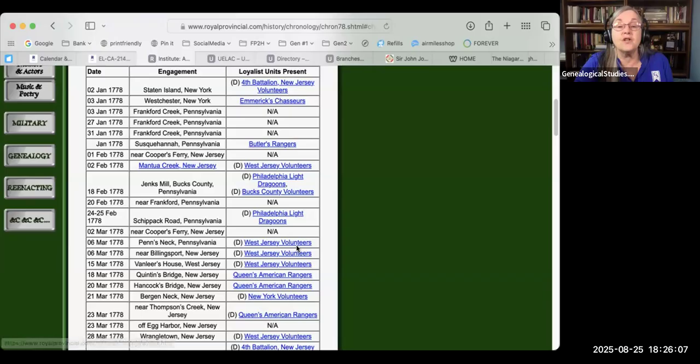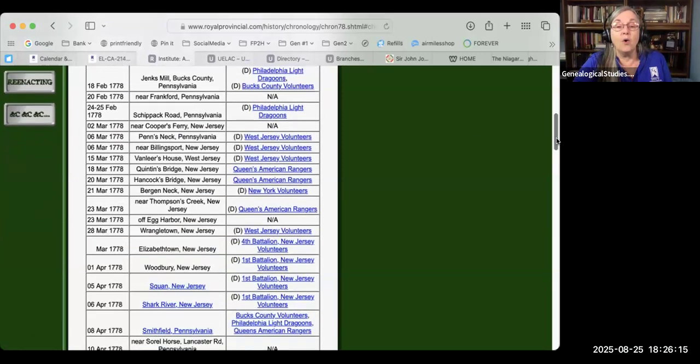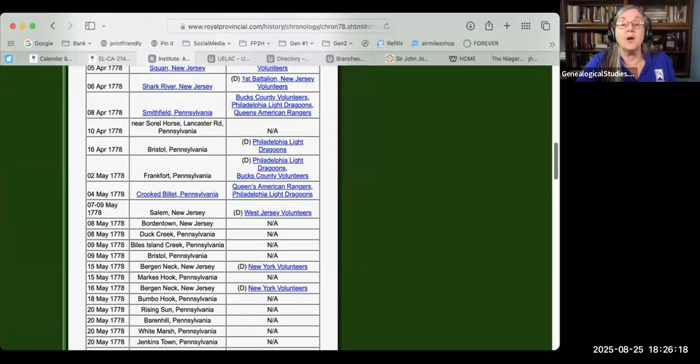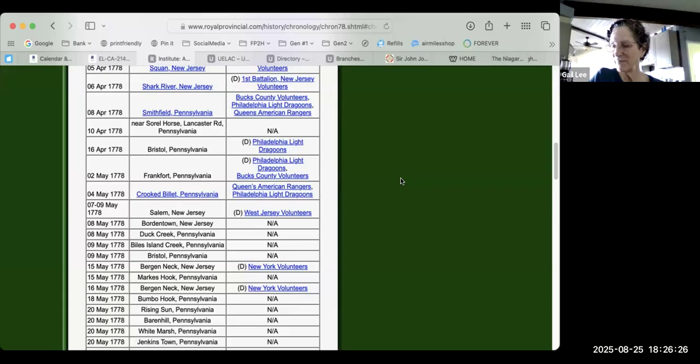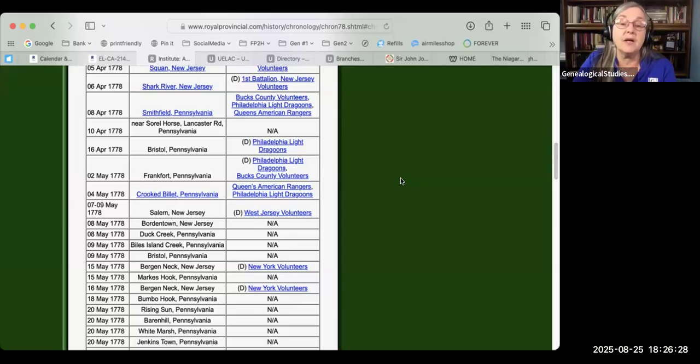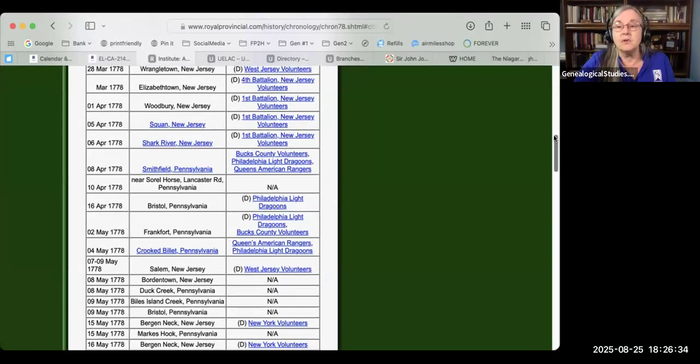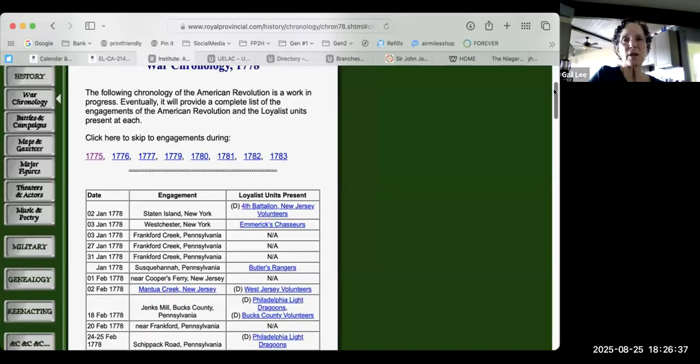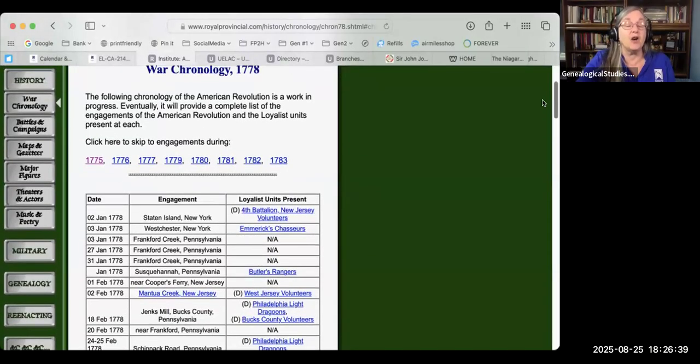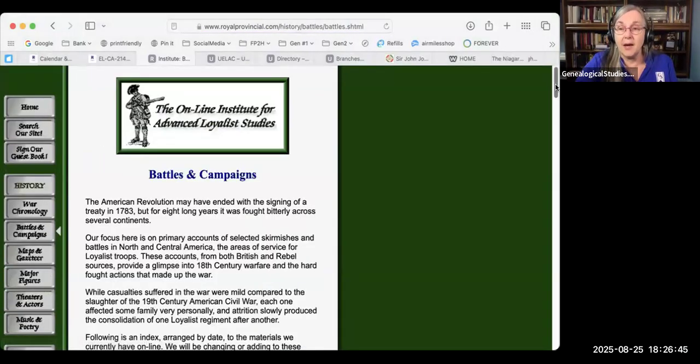See here, it's the West Jersey Volunteers, it's the Philadelphia Light Dragoons. These are all loyalist regiments, and you can kind of track through what they were doing, where they were, and what they took part in. Here's the New York Volunteers, the Bucks County Volunteers. Some were not organized regiments. Some of them were just groups that fought together and then were aligned with British troops. So that is a good resource.